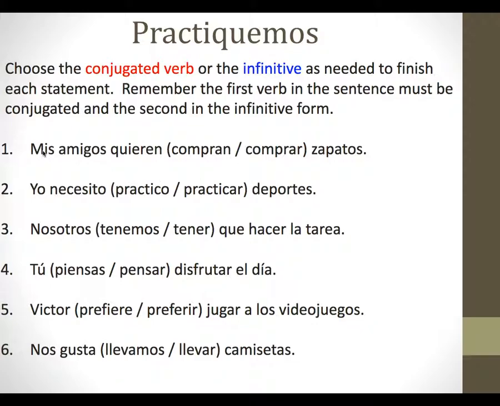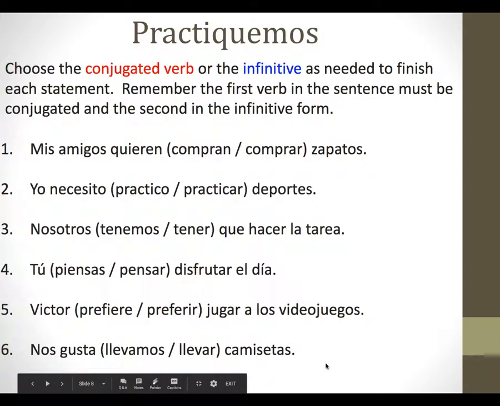So for this one, because we say my friends want, notice this is a conjugated verb. So the only choice here would be comprar, because we want to say my friends want to buy shoes. We don't want to say my friends want they buy shoes. That doesn't make sense, okay? So remember, the first verb in the sentence needs to be conjugated, and the second one must be an infinitive. Pause the video and see if you can finish 2 through 6.